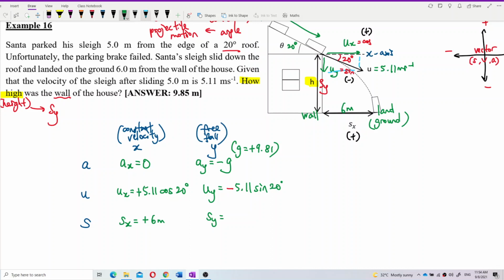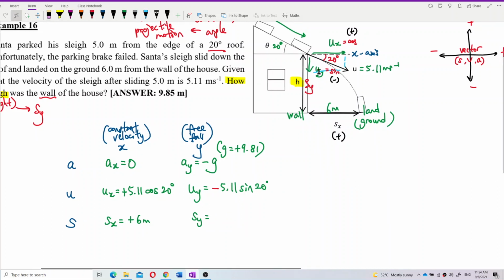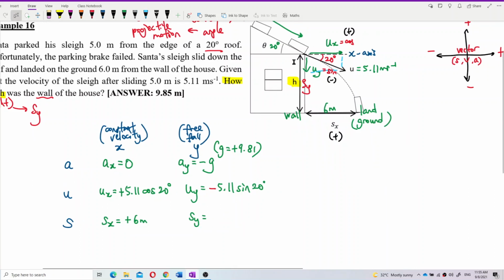How about sy? Sy is the one we need to find. Sy is below the origin, so you should get a negative value. I expect that it will have a negative value. Believe me. Maybe we just put it there first. Is my prediction correct?